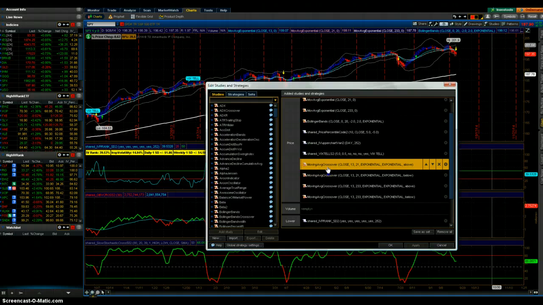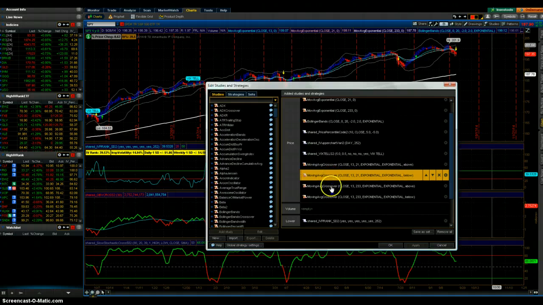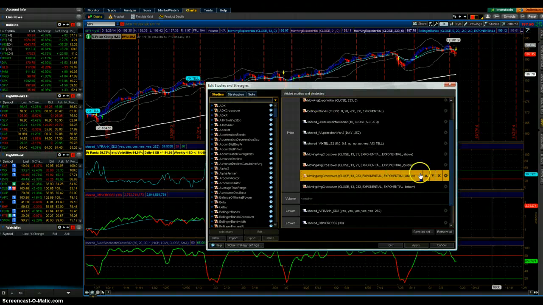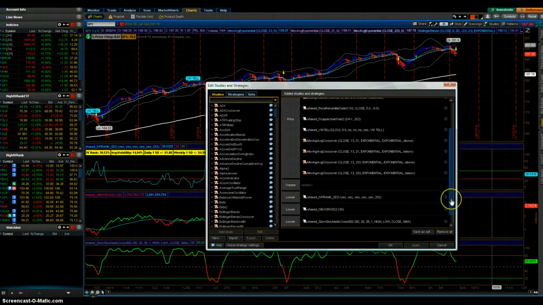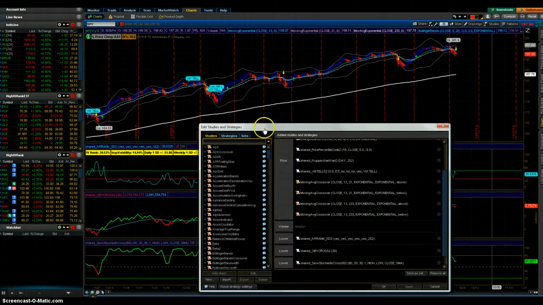Moving average 13-21, 13-21, and 13-233. All those are right here. Okay, those are just these green arrows, right? You'll see these arrows over here.